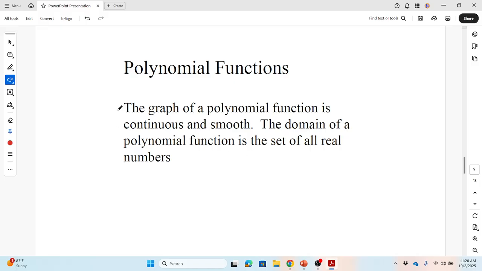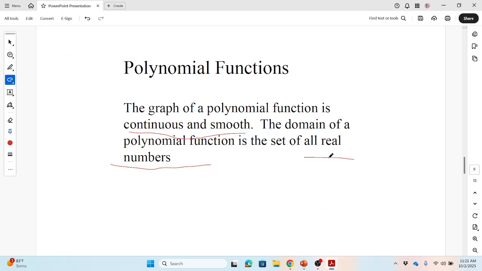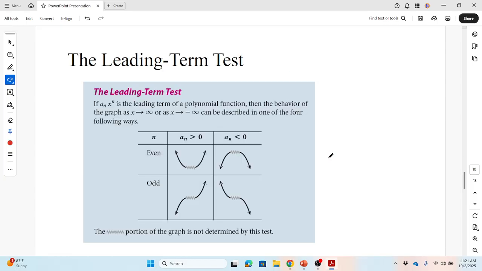To plot the graph of a polynomial function, it's supposed to be continuous and smooth. The domain of a polynomial function is supposed to be all real numbers, but if you go here, they are not smooth. You have to draw like this, and all of a sudden go the other way around. So this is sharp, not smooth. Whenever we try to plot the graph, keep in mind the graph is supposed to be smooth, continuous, and the domain is supposed to be all real numbers.